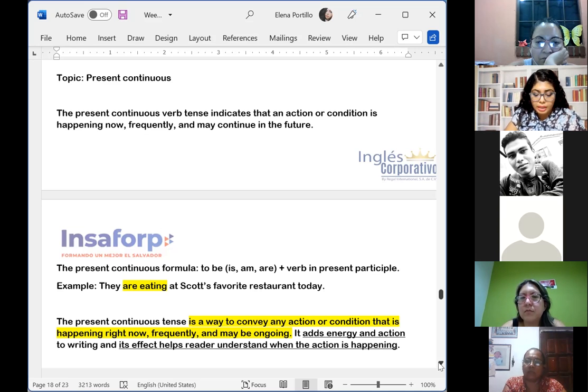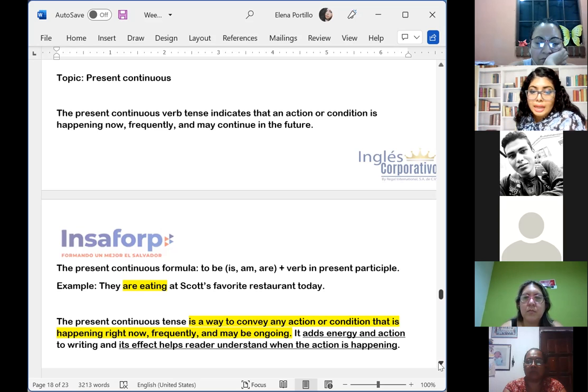Also, it is talking about that we have in the present continuous tense, that is a way to convey any action or condition that is happening right now, frequently, and maybe ongoing. Es la especificación, ¿verdad? La más importante, la que tenemos nosotros ahí, que es una acción o condición que está pasando en este momento y que es frecuente. And at the same time, it's something that is going to happen in the future. Es algo que va a seguir pasando.